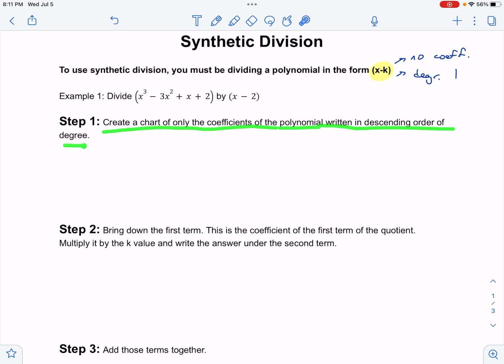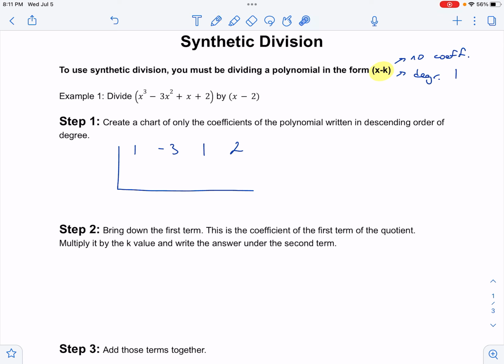So let's take a look. We're going to draw a chart that's like this big L. And across the top of the chart, we're going to write the coefficients of my question. So my first term has a coefficient of 1. And then negative 3x squared would be negative 3. X would be positive 1. And then 2, I'm just going to write the number 2. Perfect.